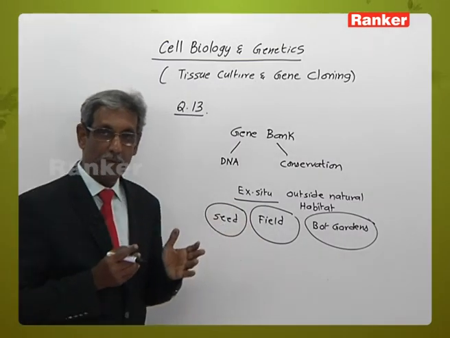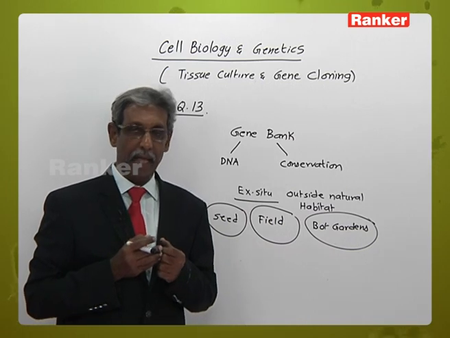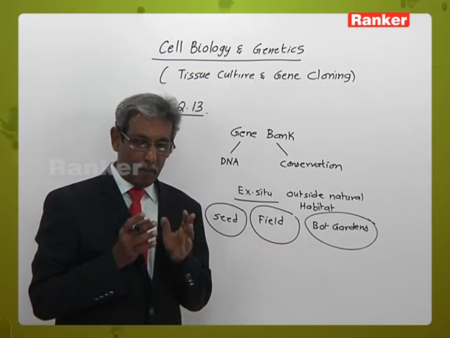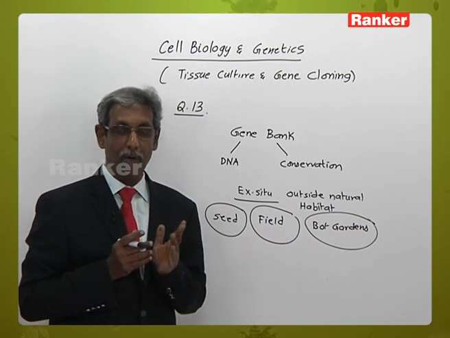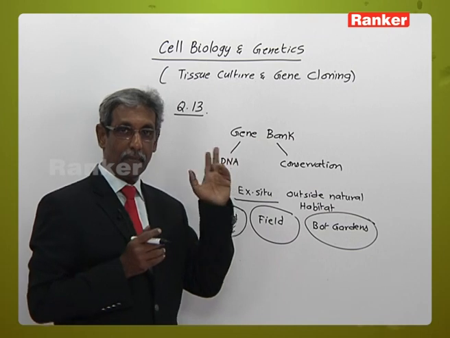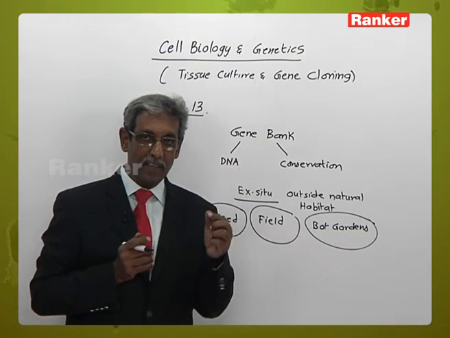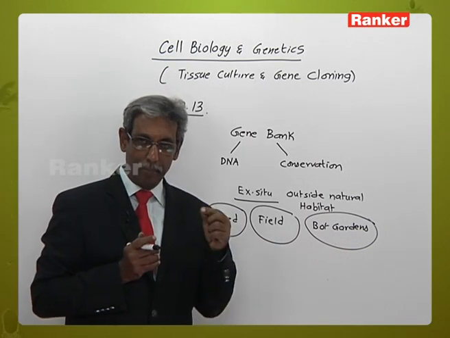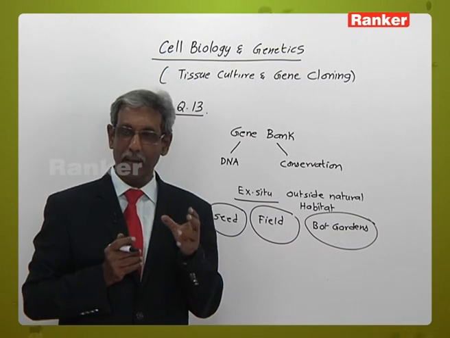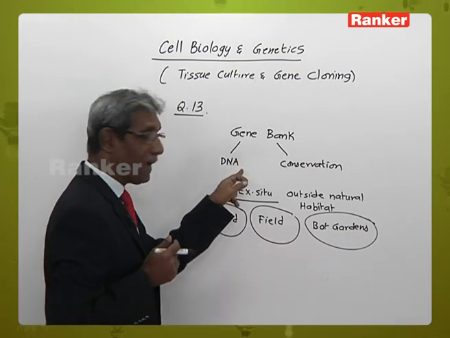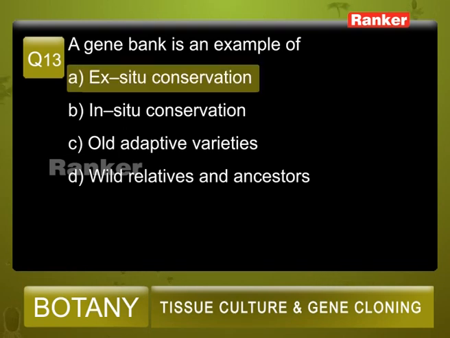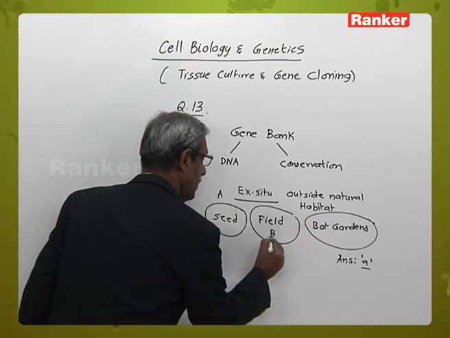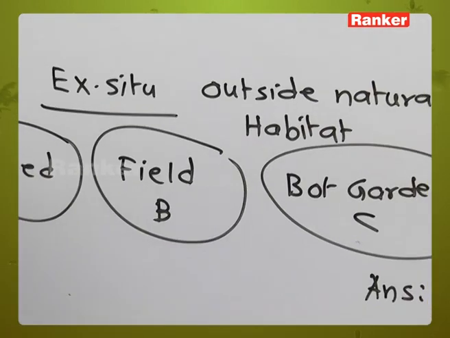Whereas, when you take in situ conservation, in situ relates to in the habitat. Like if you take a sanctuary or a protected area, if a plant or an animal is present there in its own habitat, it is termed as in situ conservation. Old adaptive varieties cannot constitute a gene bank, because the objective of a gene bank is to conserve the DNA and utilize it for any other useful purpose at a later period of time. It will not just be a collection of wild varieties and ancestors. Hence, when you say gene bank, primarily it relates to ex situ conservation or outside the natural habitat. Hence, the answer is A. And it includes A, seed bank, B, field seed bank, and C, it includes botanical gardens.